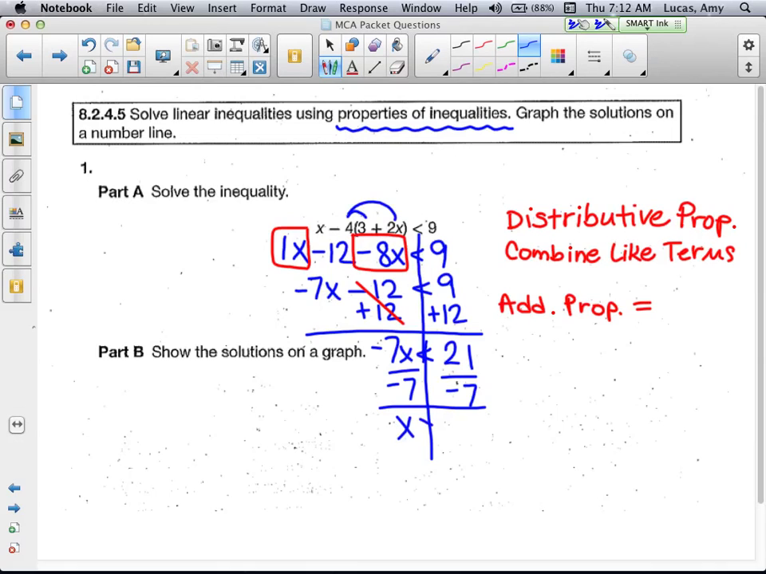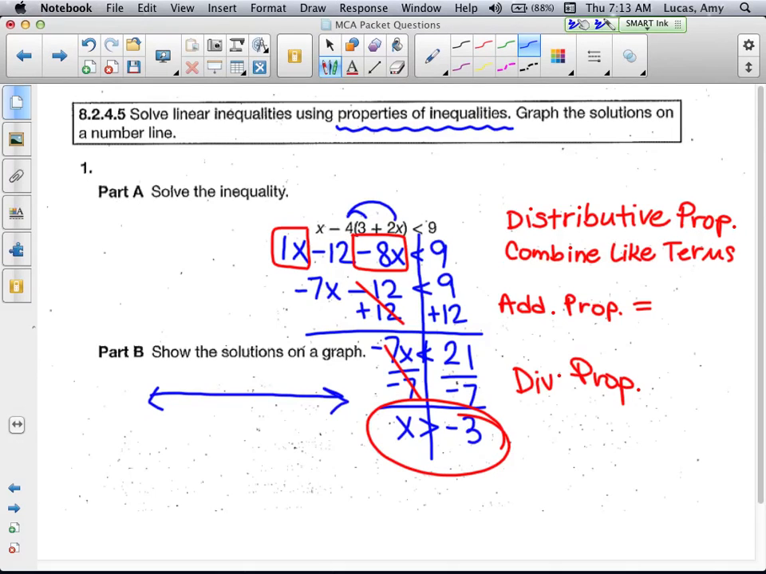and flip my symbol, because when you multiply or divide by a negative number on your inequality, in order to keep that inequality true, you have to flip your symbol. So that's the division property that I use of equality or inequality. And my solution is x is greater than -3.